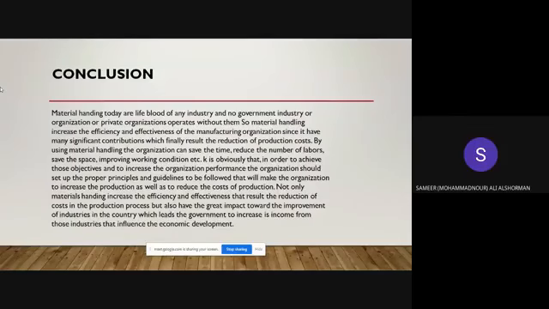It is obvious that in order to achieve those objectives and to increase organization performance, the organization should set up the proper principles and guidelines to be followed that will make the organization increase production as well as reduce the cost of production. Not only does material handling increase efficiency and effectiveness, resulting in the reduction of cost in the production process, but it also has a great impact on the improvement of industries in the country, which leads the government to increase its income from those industries that influence economic development.